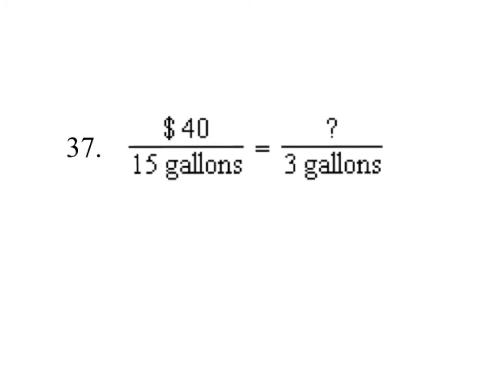Okay, this time on number 37, you should notice that it is scaling down because it went from 15 to 3. When we scale down, we divide. So 15 divided by 5 gives me the 3, so I would need to do 40 divided by 5, which is $8.